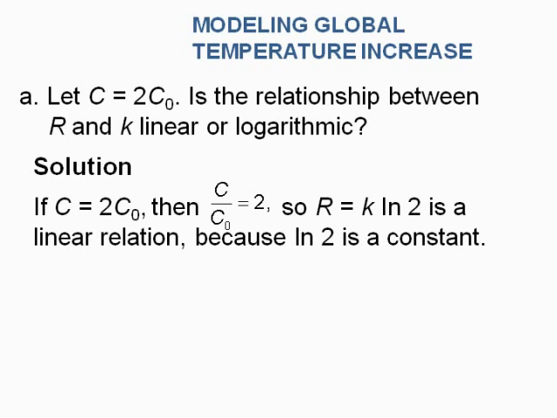Now, I know all that sounds a little confusing, but once they give us some numbers here, it shouldn't be bad. So, since C equals 2 times C sub naught, is the relationship between R and K linear or logarithmic? Plugging in here, notice if we plug in C over C sub naught, and one of them is 2 times the other, we're going to get 2 here. So R equals K times the ln of 2, and that's going to be a linear relationship because 2 is a constant number.